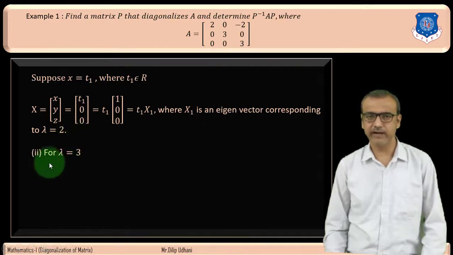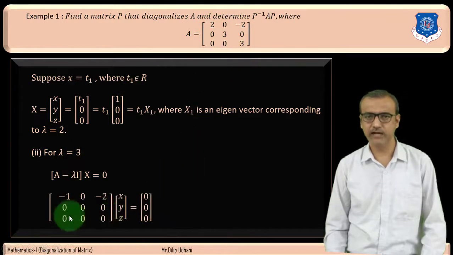Now we will find out an eigenvector for lambda equals 3. First of all, we will find the matrix A minus lambda I for lambda equals 3. To find it, we subtract 3 from the principal diagonal elements. So we have this matrix A minus lambda I: 2 minus 3 is minus 1, then 3 minus 3 is 0, and then 3 minus 3 is 0, and capital X is x, y, z, and that equals the zero matrix.